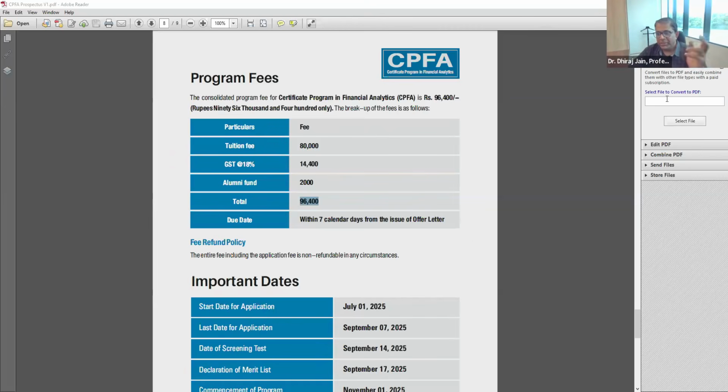On accreditation with IIM, if we do the certification, no, we have no collaboration and no accreditation with respect to IIM.